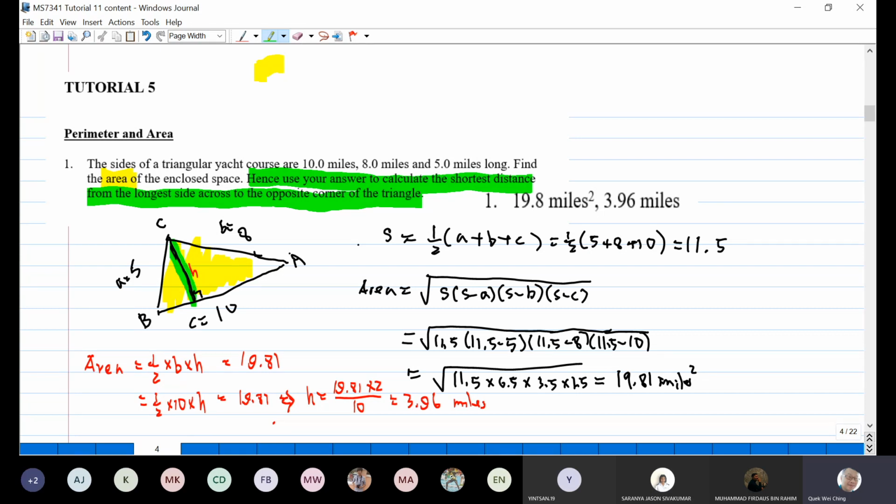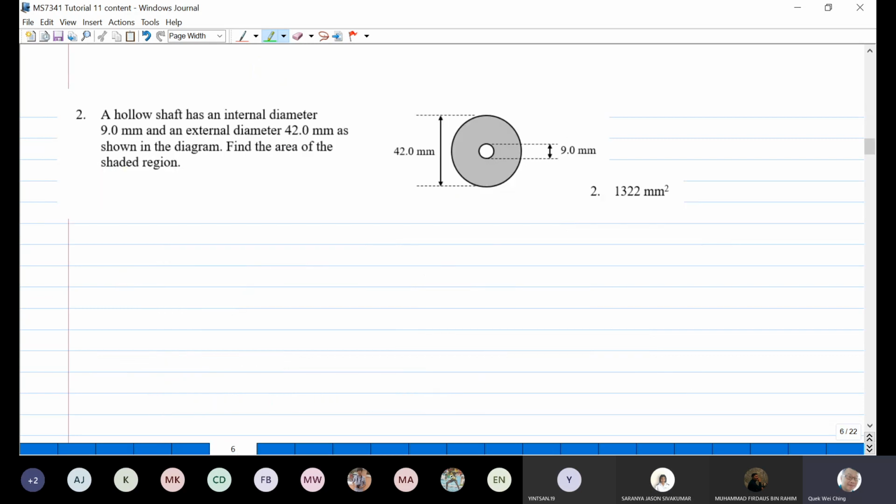Next, the second example now. Second tutorial problem, question 2. A hollow shaft has an internal diameter of 9 mm and an external diameter of 42 mm, shown in the diagram. Find the area of the shaded region. So how to find the area of the shaded region? You have to use the area of a circle.